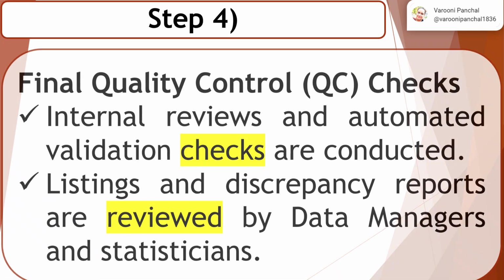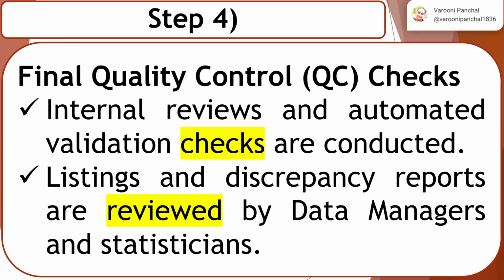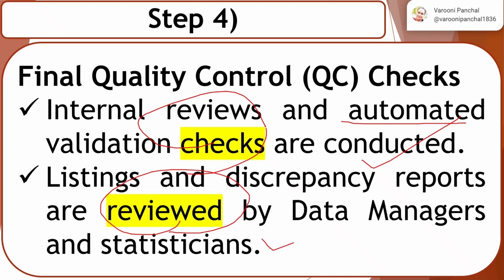Step 4. Final quality control QC checks. Now it needs to be mentioned that the internal reviews are done, the checks are validated, and the automated validation checks are conducted, right? So the internal quality process should be there. A team will be hired to ensure that each and every step is reviewed and checked. Now listings and discrepancy reports are reviewed by the data management and statisticians.